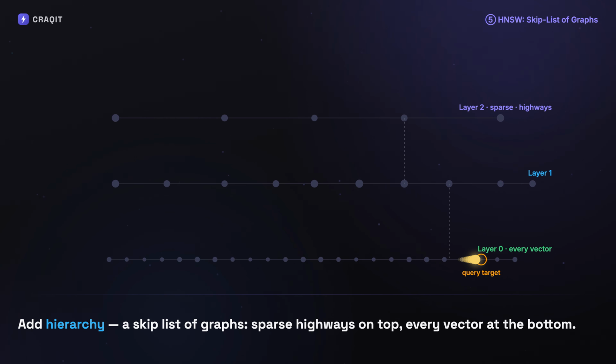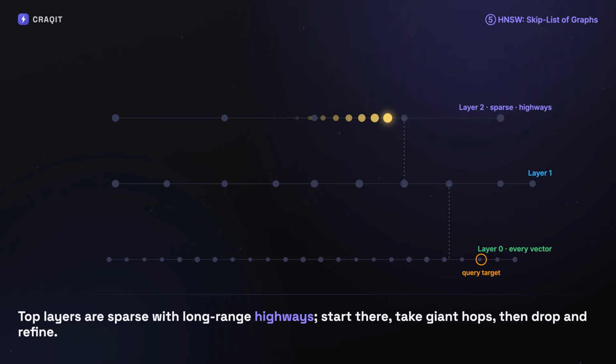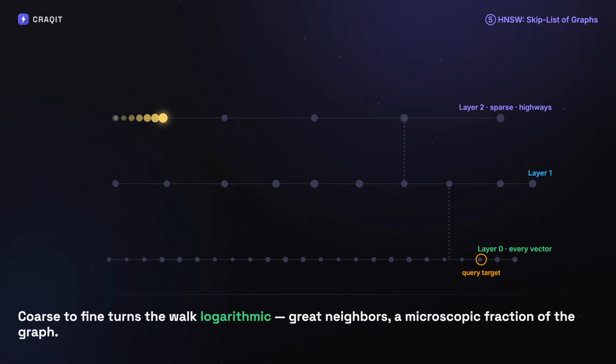You build layers. The bottom layer holds every vector, densely connected. The fine detail. Each layer above is a sparse sample of the one below, with long-range links, the highways. A search starts at the top. Sparsest layer takes a few giant hops to land in the right region fast, drops down a layer, refines, drops again, and finishes with precise local steps at the bottom. Coarse to fine. That hierarchy turns the walk from linear into roughly logarithmic. You find excellent neighbors while touching a vanishingly small fraction of the graph.